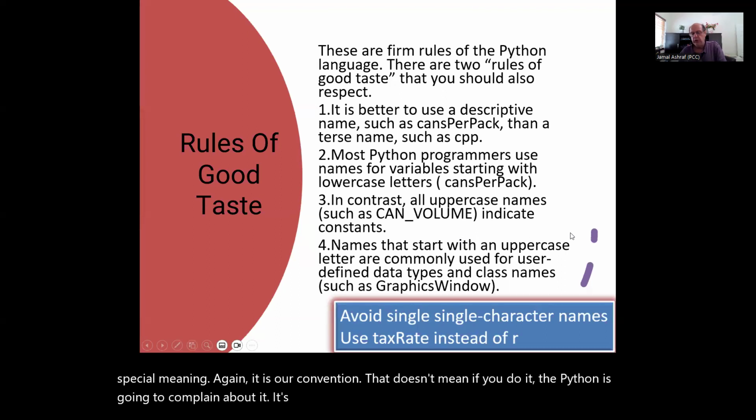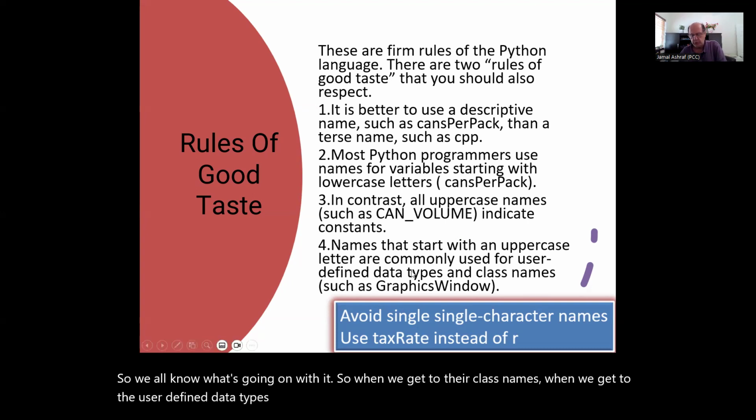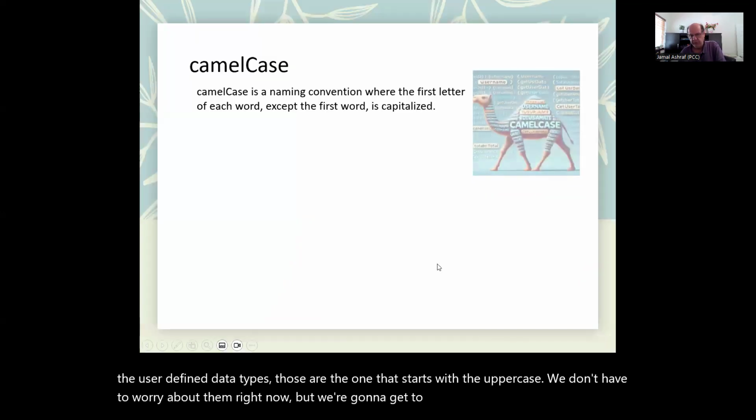It's just something that we set as a convention, and we all try to comply with it so we all know what's going on. When we get to class names, the user-defined data types, those are the ones that start with an uppercase. We don't have to worry about them right now, but we're going to get to them soon enough.